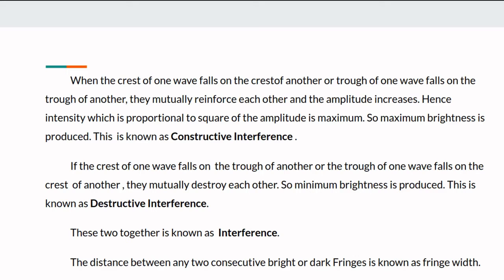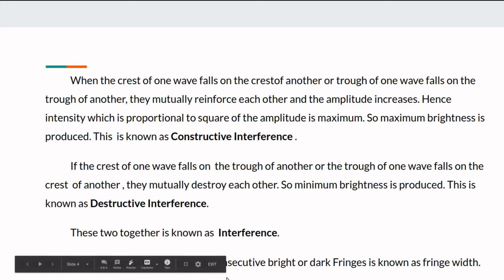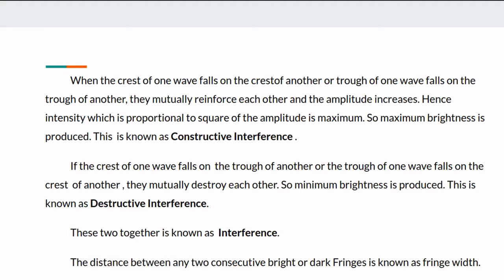Next, if the crest of one wave falls on the trough of another, or the trough of one wave falls on the crest of another, they are in opposite directions, so they mutually destroy each other. So minimum brightness is produced, and we observe darkness at that point. This is known as destructive interference. In this way, alternate bright and dark bands are observed on the screen. These two phenomena, constructive interference and destructive interference, together are known as interference. This is the explanation according to Huygens wave theory. In the figure, alternate bright and dark bands are formed on the screen. The distance between any two consecutive bright or dark fringes is known as fringe width.